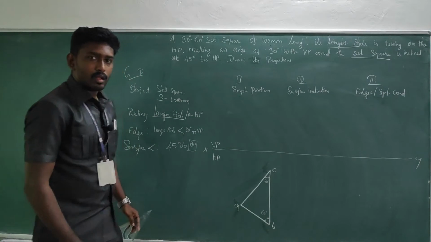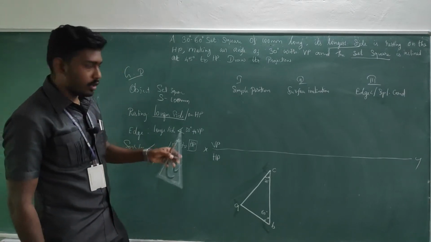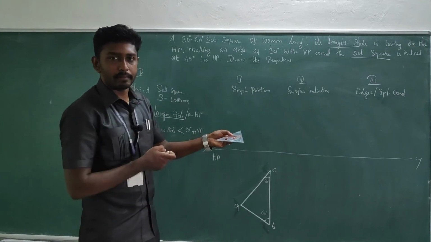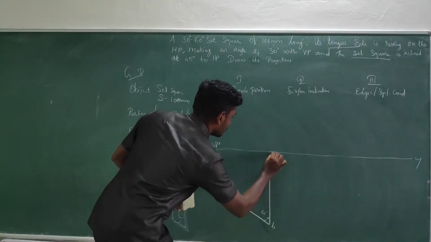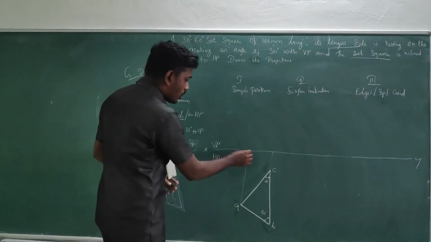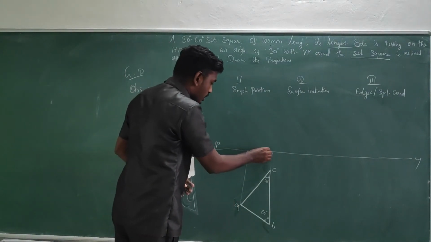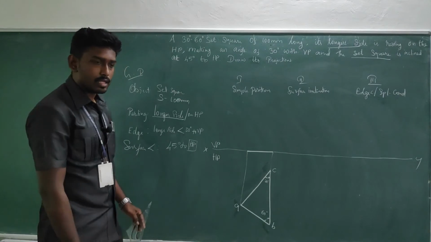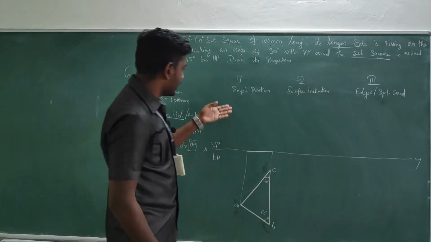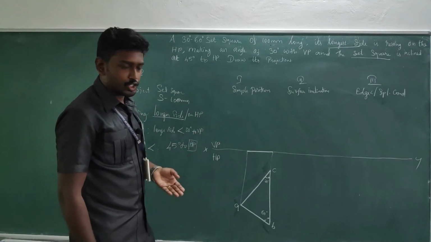Okay. Now mark the front view. When you are marking the front view, it will be a straight line. So get the projectors and draw a horizontal line between the projectors. This is the exact measurement, the true length, which can be observed when it is kept parallel to HP.